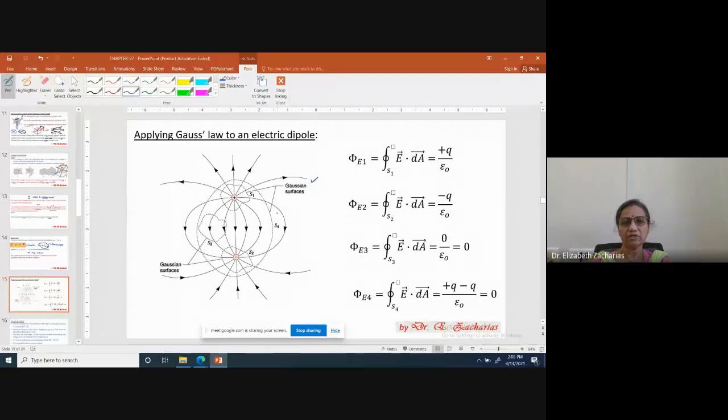Now this is a three-dimensional thing. Don't imagine the positive charge and negative charge on a flat page when you're drawing field lines. It's actually drawing like this, like this, like this in three-dimensional space. Now let us consider a surface 1 enclosing only the positive charge. What will be the flux according to Gauss law?